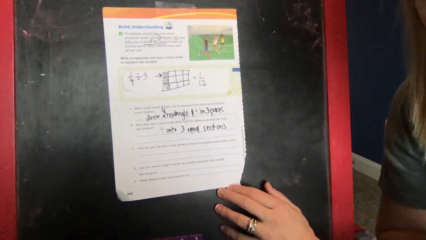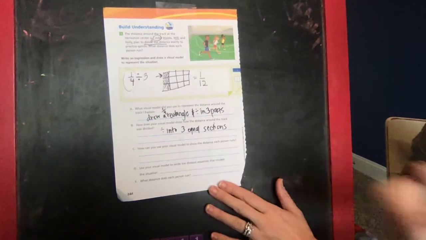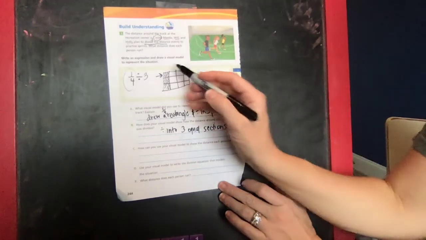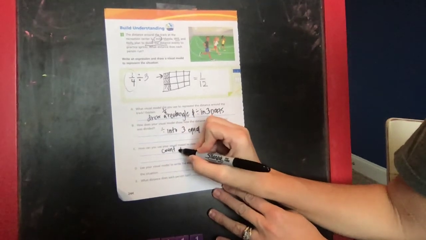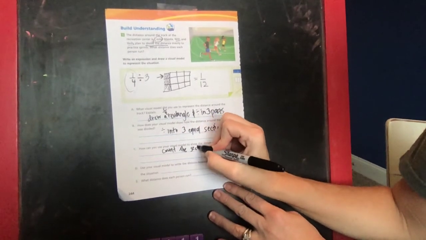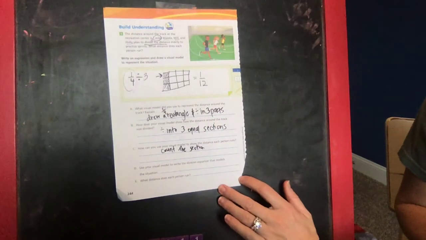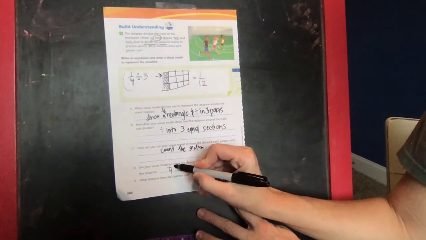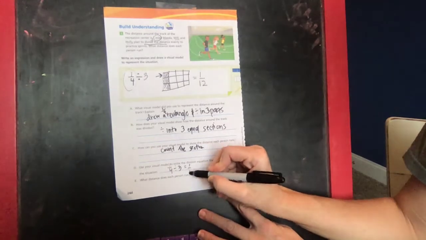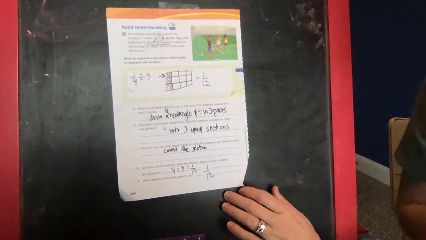Let's see here. Okay. How can you use your visual model to show the distance each person runs? Just like we did. We can count that section. All right. Use your visual model to write the division equation that models the situation, just like we did here. But an equation has an equal sign. 1/4 divided by 3 equals 1/12. So each person runs 1/12. Okay.